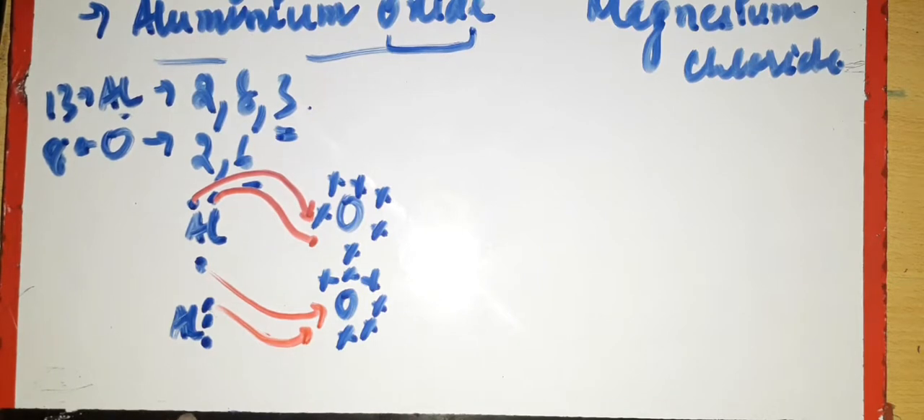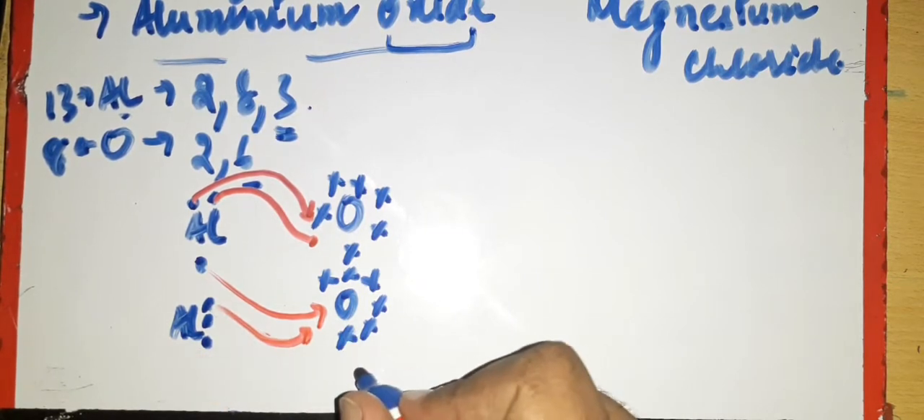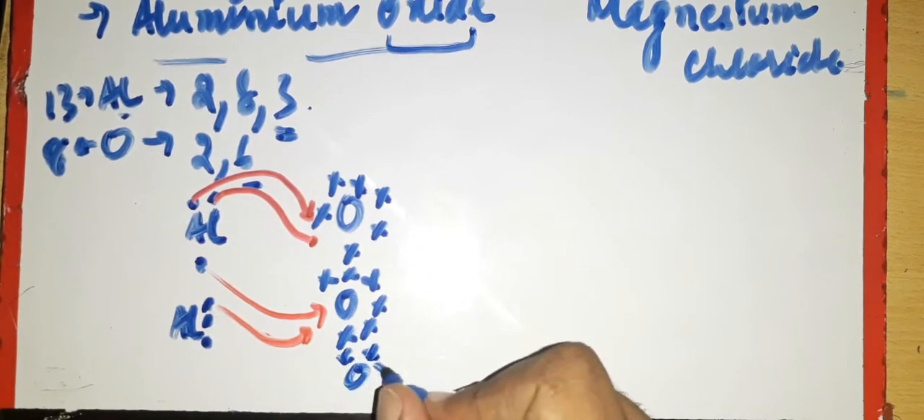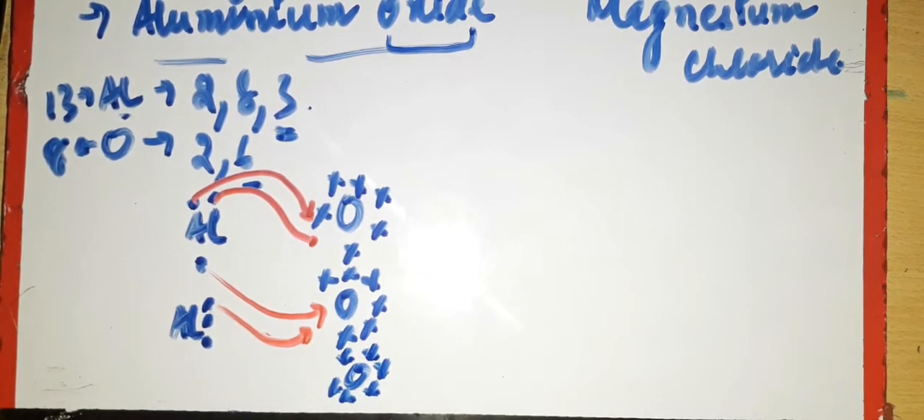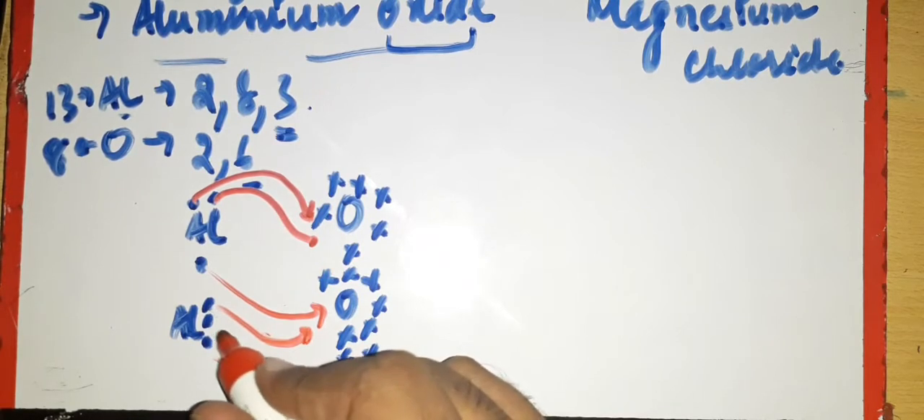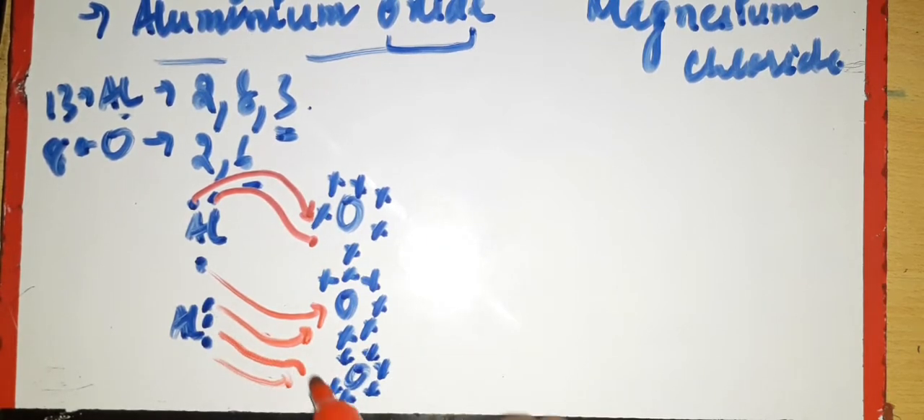So now this oxygen is stable, but what about these 2 electrons? So now I'll put one more oxygen, 6, right? So after donating, the remaining 2 electrons go into this oxygen. Now what happened? Now they are stable, right? So this is how we have to form an ionic bond.